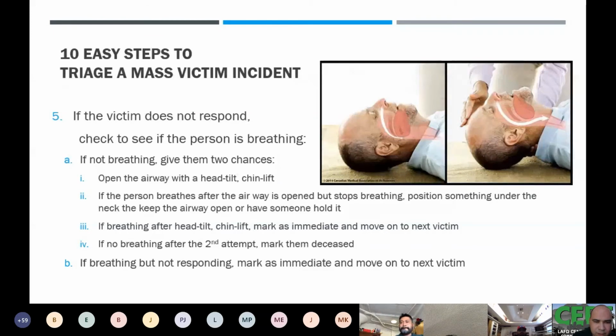If they start breathing again, they are immediate. We don't know why they stopped breathing, but they are currently unconscious. That means that they are immediate. There's no need to check anything else. Mark them red and move on to the next victim. That clear to everybody?